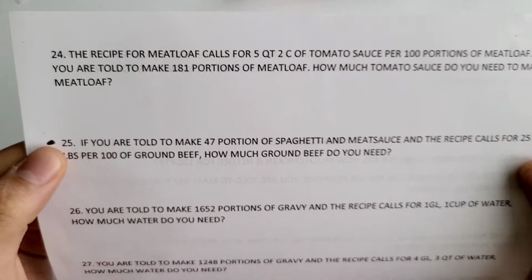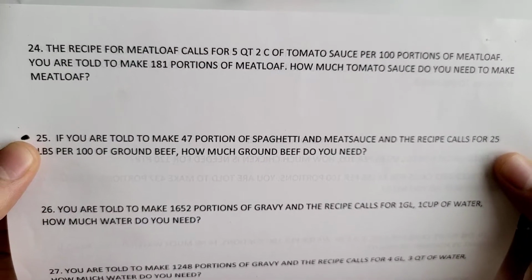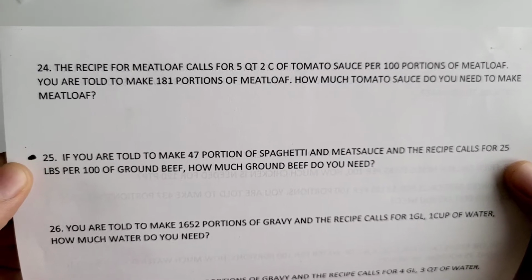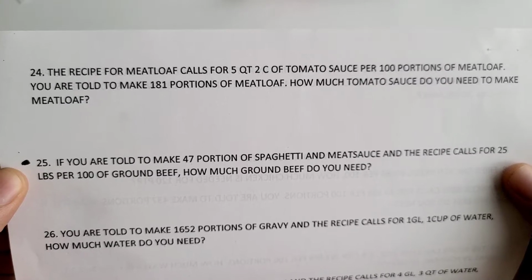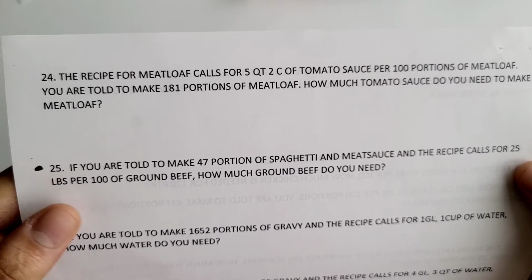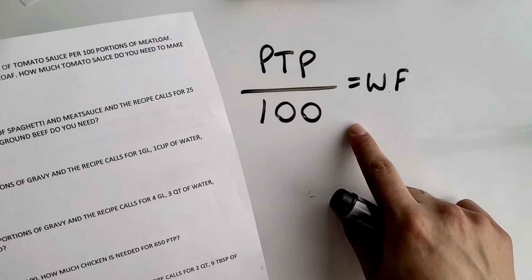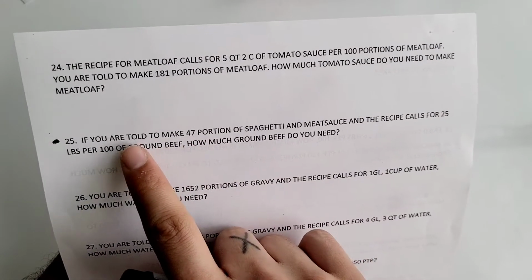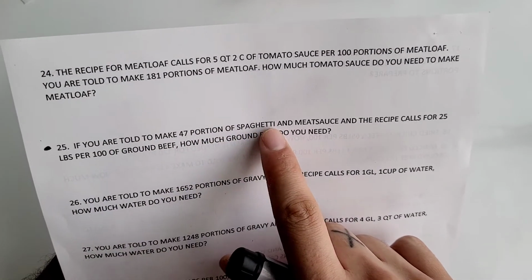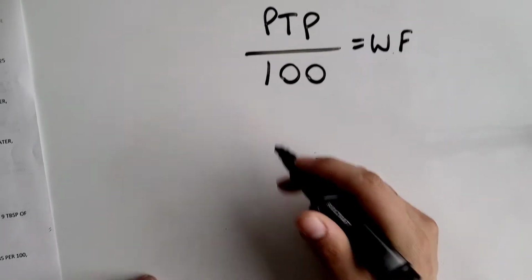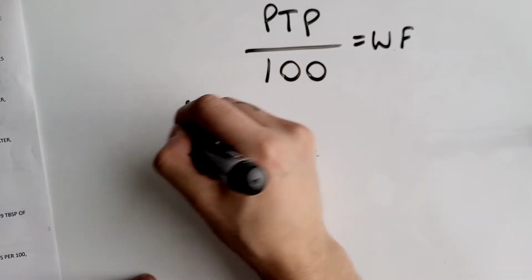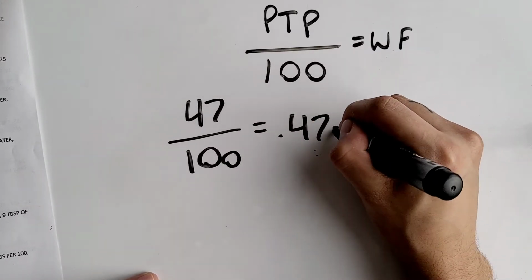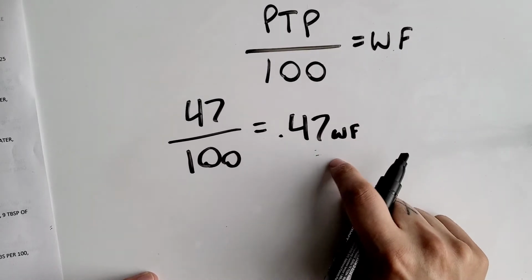So number 25, it says, if you're told to make 47 portions of spaghetti and meat sauce and the recipe calls for 25 pounds per 100 of ground beef, how much ground beef do you need? So again, gotta find our working factor first using this formula. So our portions to prepare is 47. It says you're told to make 47 portions of spaghetti. So that would be your top number, so 47 divided by 100, and you get 0.47. So this is your working factor.